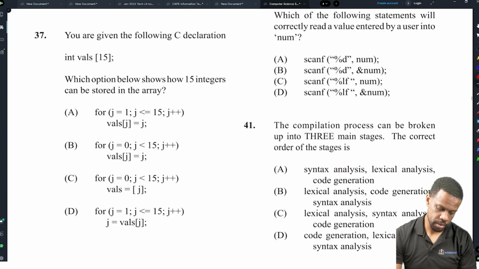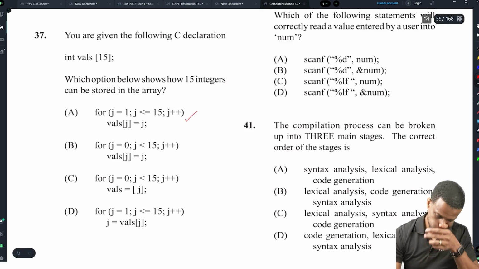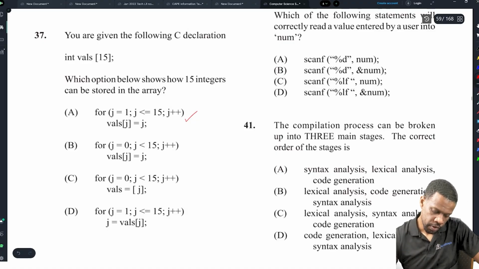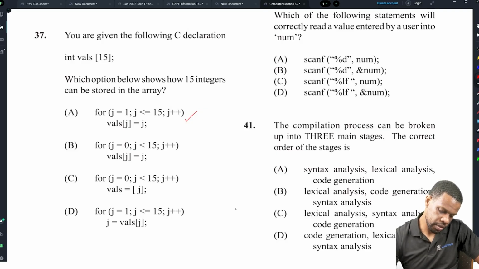The 15 integers can be stored in the array. If we go from 1 to less than or equal to 15, that would do 15. We will take the j and put it inside vals j. This one looks correct. Because if you start at 0 and go to 15, oh no, you can't do this one because an array starts at 0. So therefore you have to do this one.